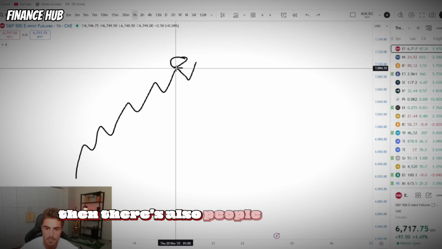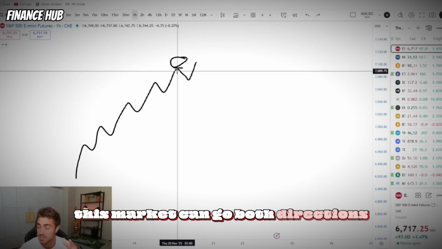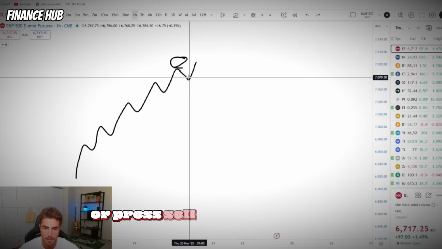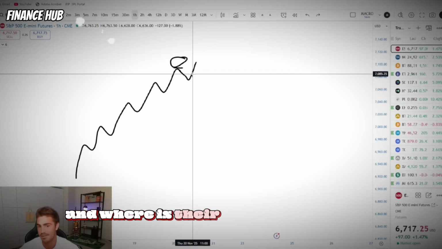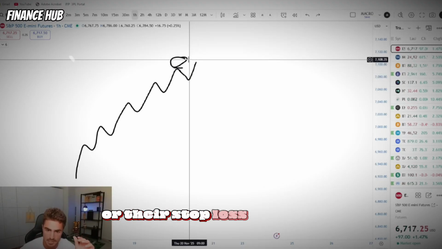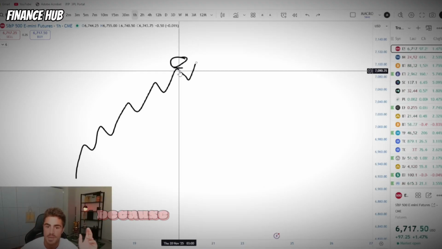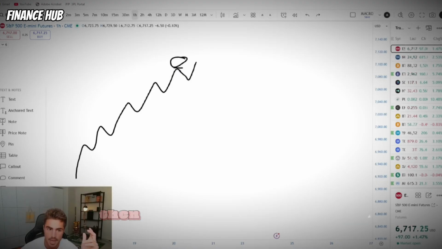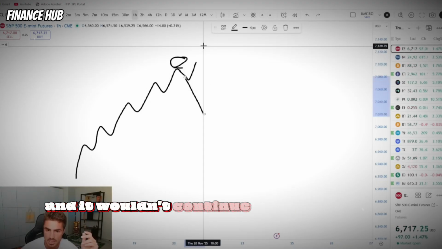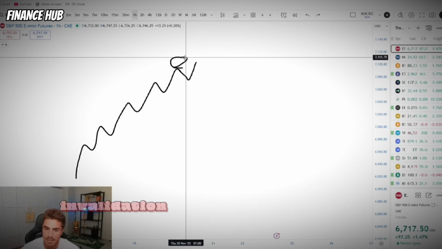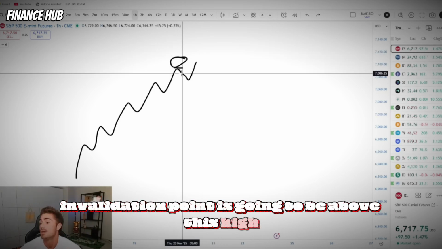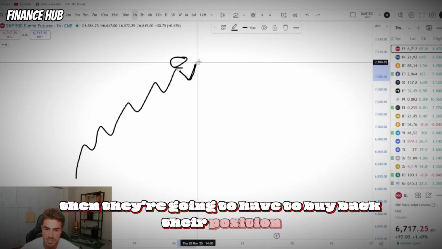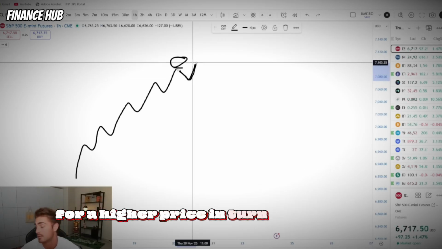Then there's also people, because again, this market can go both directions, who were trying to short this move down or press sell on this move down. And where is their invalidation point or their stop loss going to be? Well, it's going to be above this high, because if they were correct about trying to sell this move down, then the move would go down and it wouldn't continue the uptrend that it's in, right? So their invalidation point is going to be above this high. So what does that mean? It means, if they're pressing short, then they're going to have to buy back their position for a higher price, in turn causing a loss.